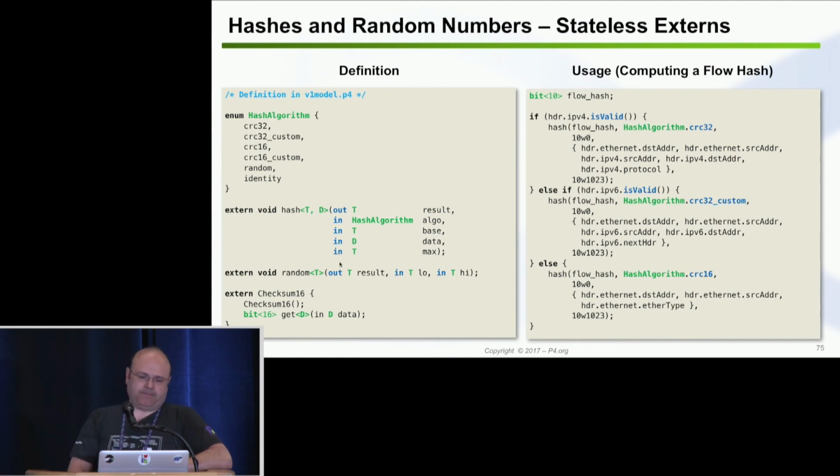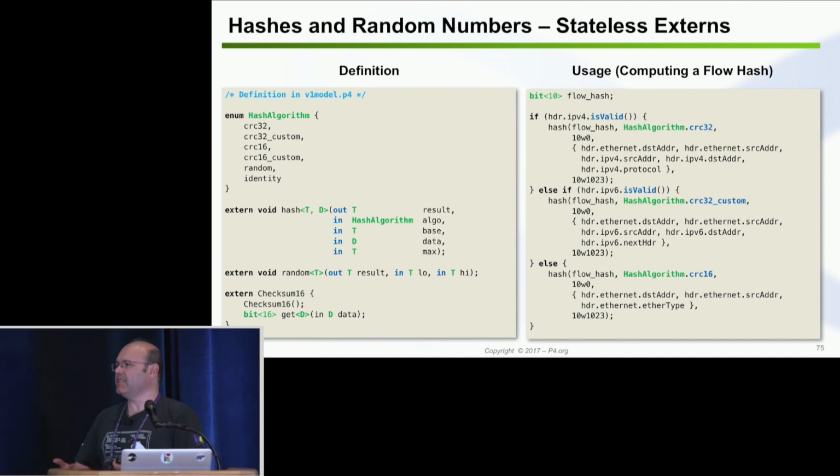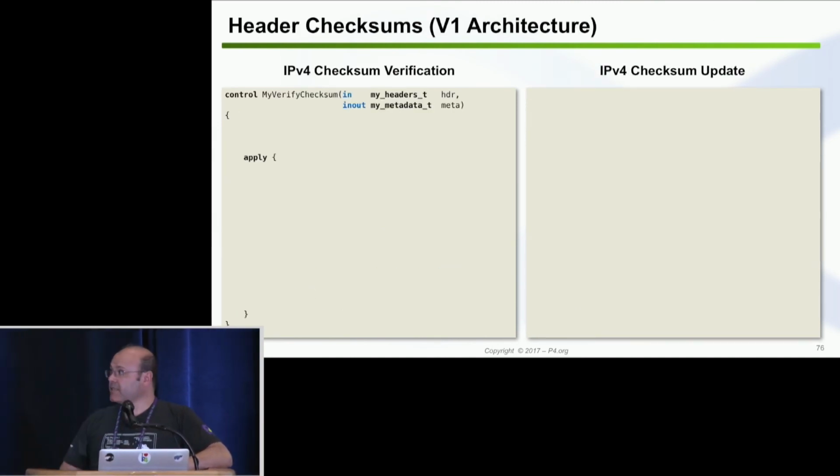Again, it's really up to the designer of the architecture how to do that. There is no reason why, say, hash checksum calculations cannot be instantiated as well. It's up to the architecture definition. This is how we can do IPv4 checksum verification, first of all.